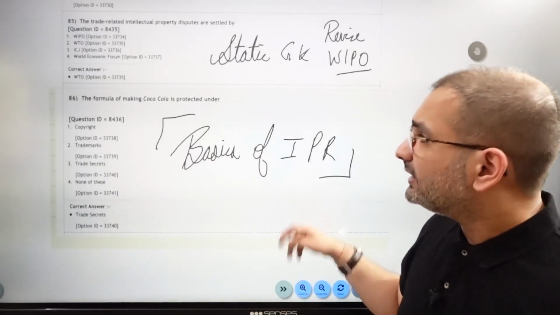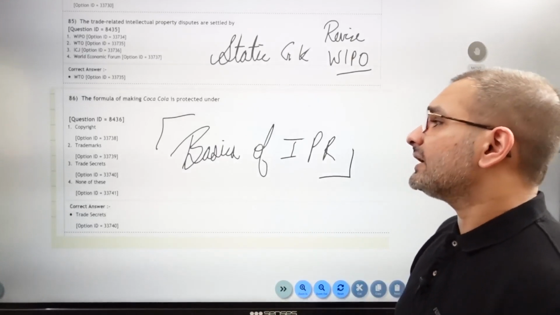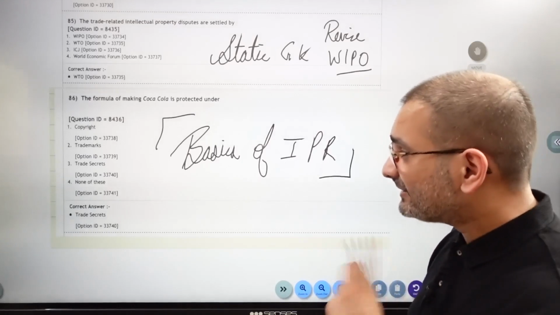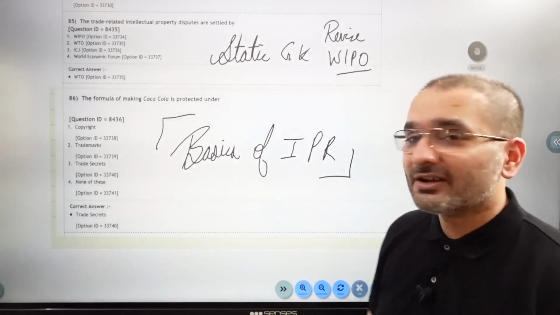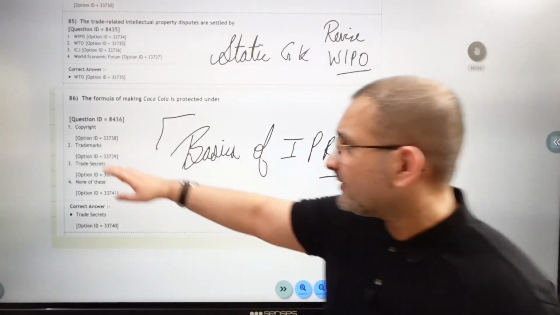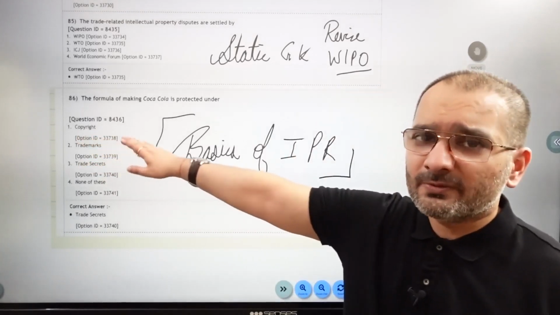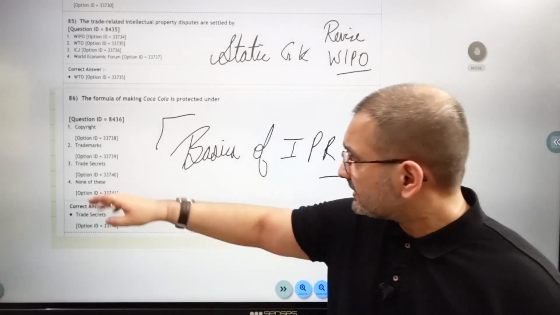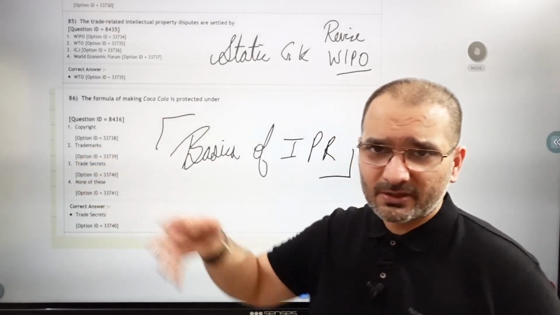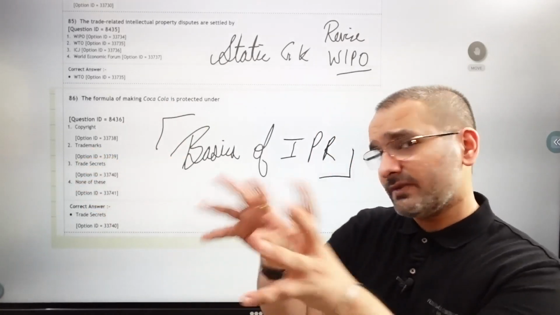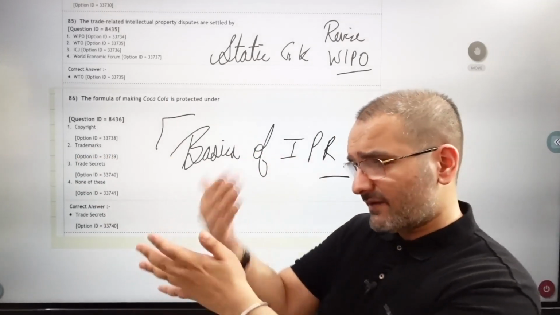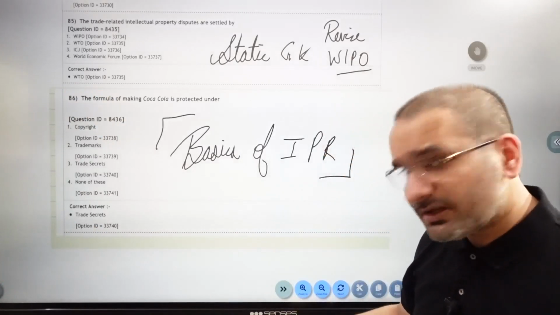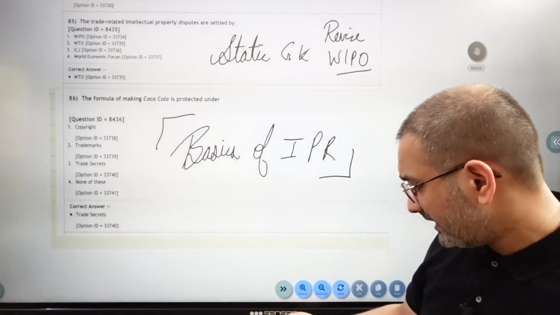ठीक है. The formula for making Coca-Cola is protected under. Now again this is basics of IPR. This is a very बदतमीज प्रश्न. तो अगर KFC की रेसिपी certainly cannot be a copyright, because copyright is for original literary, dramatic, musical, artistic works. Trademark is for goods, so that we can identify from which manufacturer they are coming, and the manufacturer can prohibit other people to copy. Trademark अगर आप यहाँ पे देख सकते हैं.